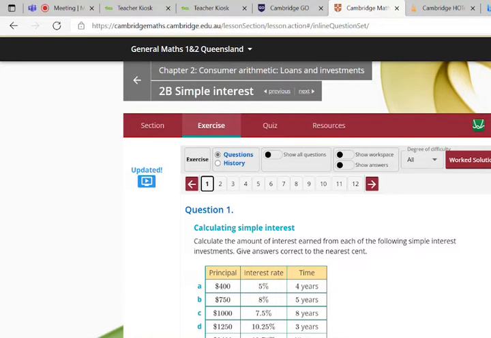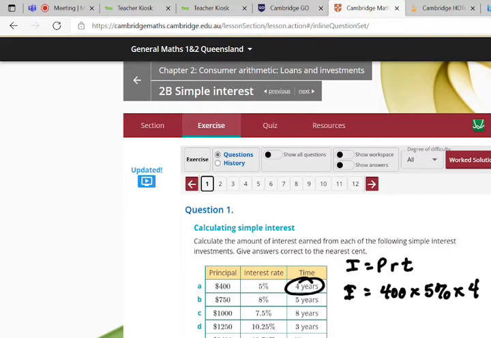So for example, in the first one, we have a principal of $400. So it's interest equals principal times the rate times the time. So that's simply the amount of interest equals $400 times 5% times, and it's given in years. Even though it's more years, that doesn't make any difference. As long as it says years, you just use the number that they've given you, and then it's a matter of just doing the math.